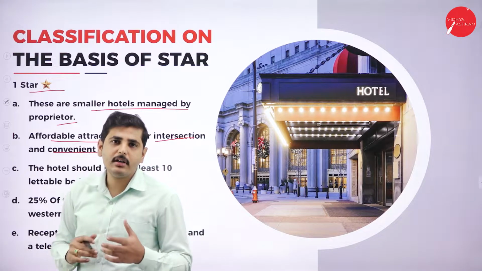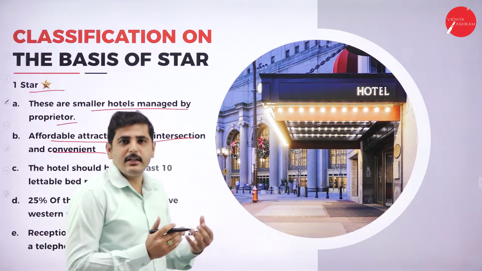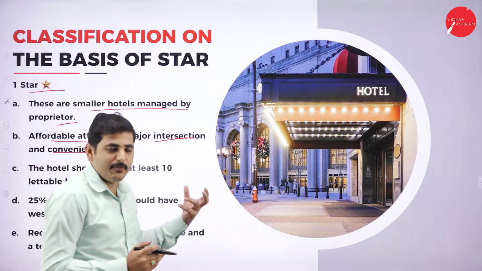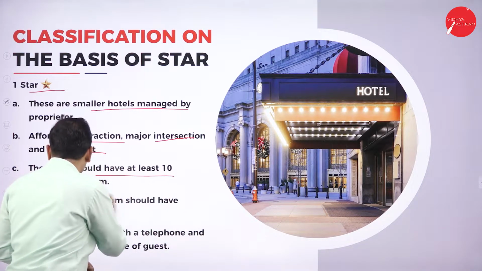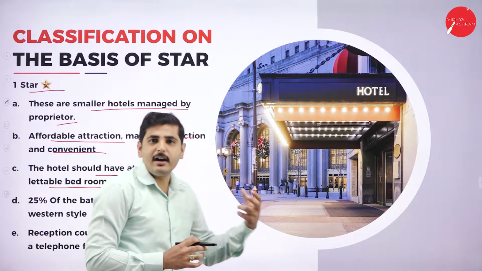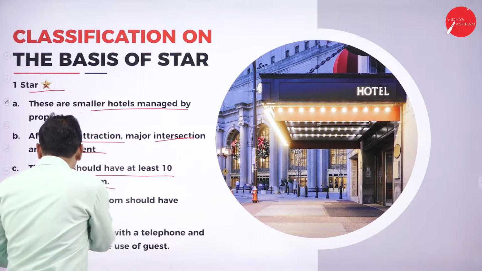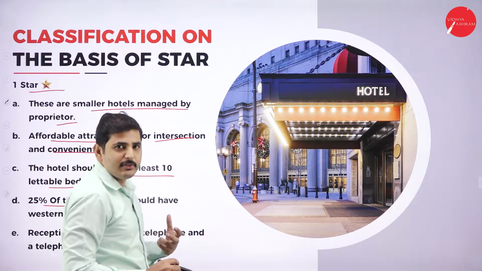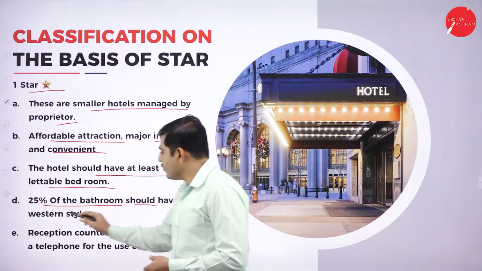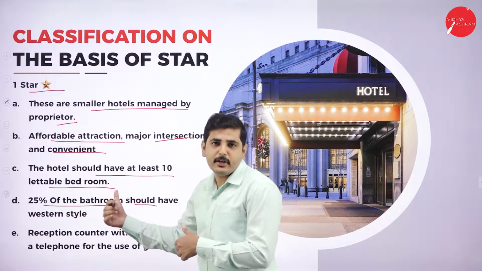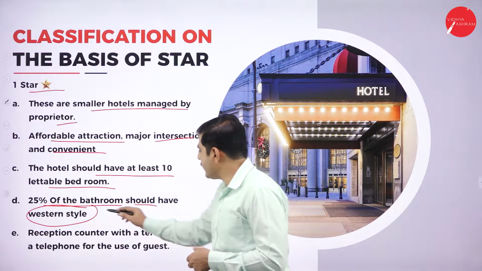This type of hotel will not give you luxuries, but they are based on convenient facilities. They may provide small things like AC rooms, telephone facility and internet facility, and there is a criteria like that. The hotel should have at least 10 lettable bedrooms, which are available for rent. Out of the 10 rooms, 25% of the bedrooms should be air conditioned, and the bathrooms in the bedrooms should be of western style.